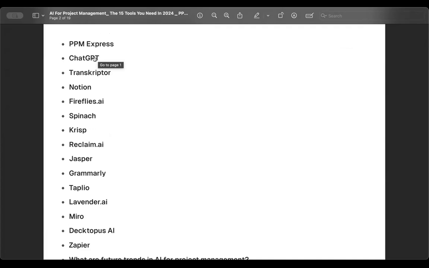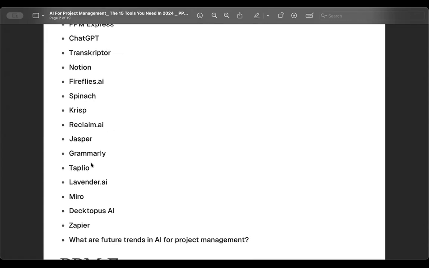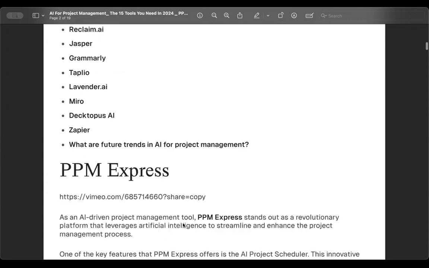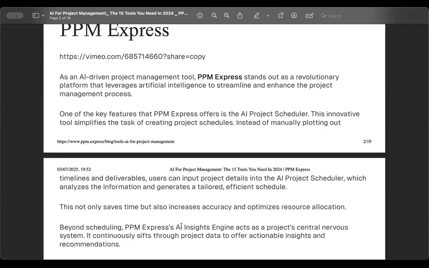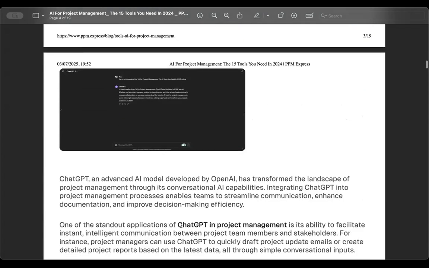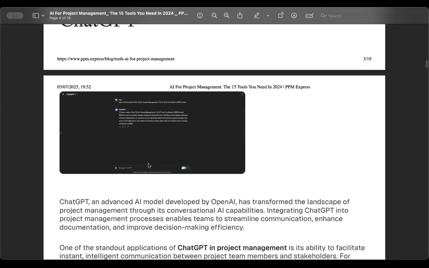Fireflies.ai, Spinach, Crisp. Some applications are not free. They have only paid versions. Script, Reclaim.ai, Jasper, Grammarly, Taplio, Lavender.ai, Miro, Desktopus AI, Zapier, and finally, we will be discussing the future trends in AI for project management. Okay, so this part is no need. We'll go to the ChatGPT one. Yes, obviously, we all are using ChatGPT.